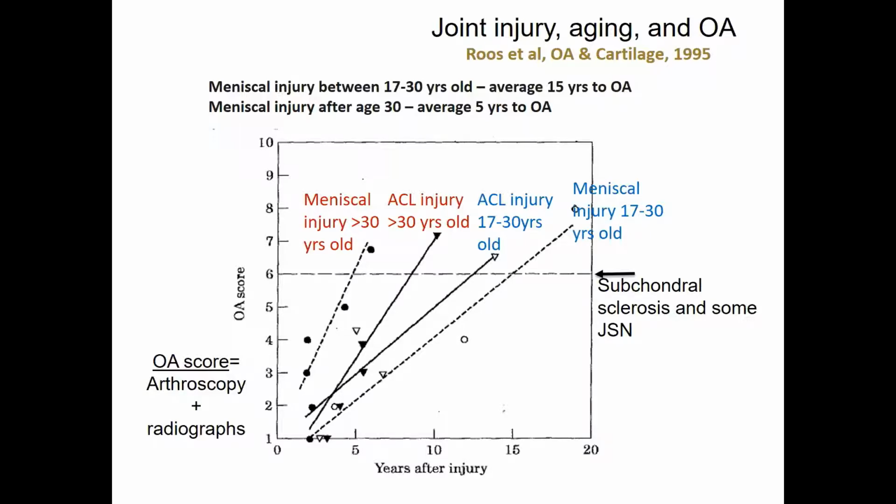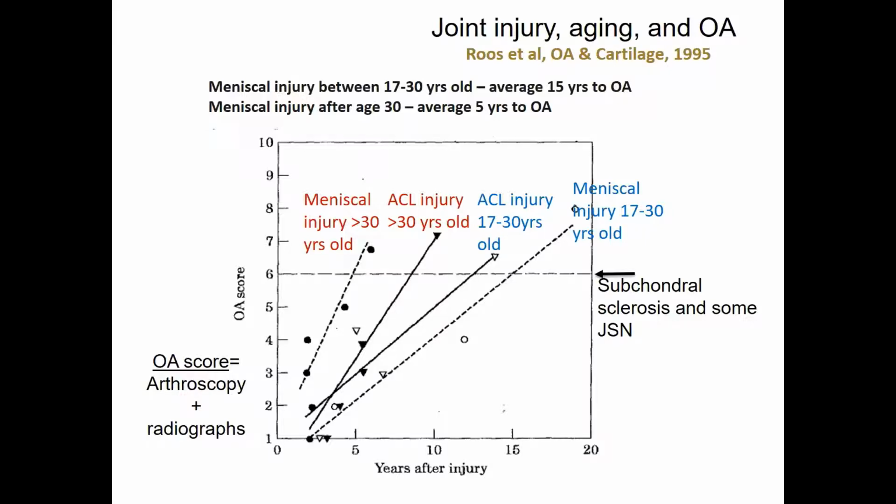And on the top, it mentions that if you have a meniscal injury between the ages of 17 and 30, the average time to develop OA is 15 years. But if you have your meniscal injury after age 30, the average is 5 years to develop OA. So again, there's something with aging that is affecting the development of osteoarthritis and how fast it occurs as well.